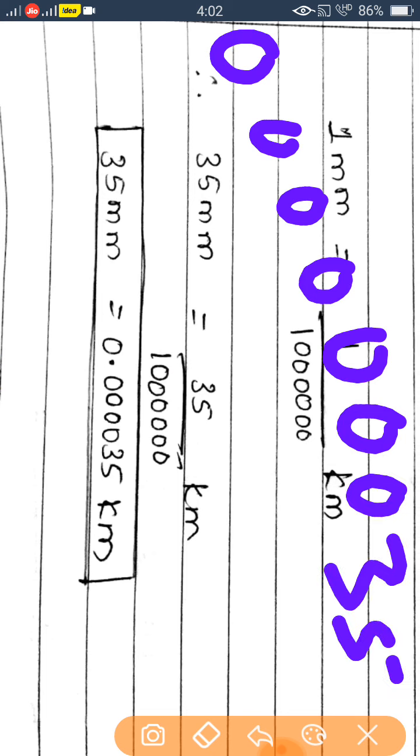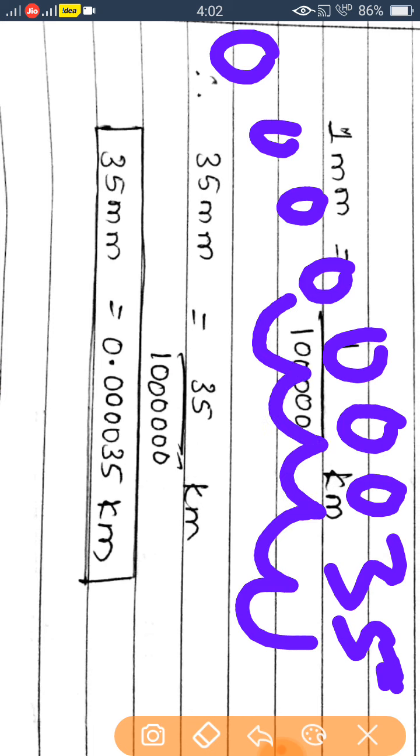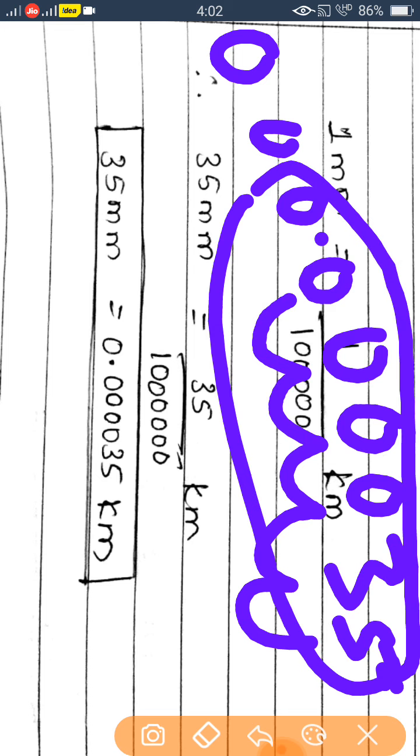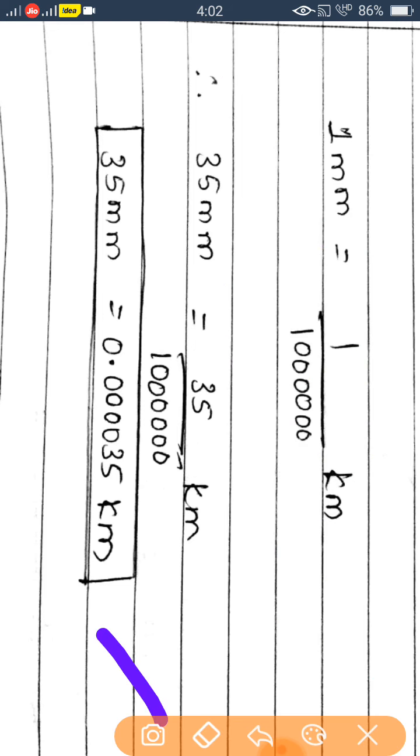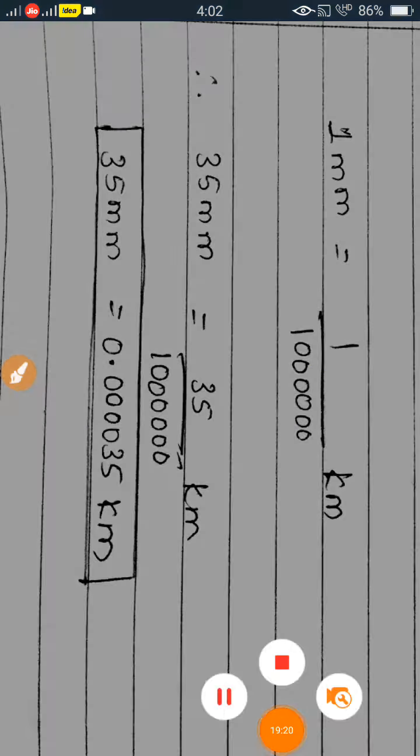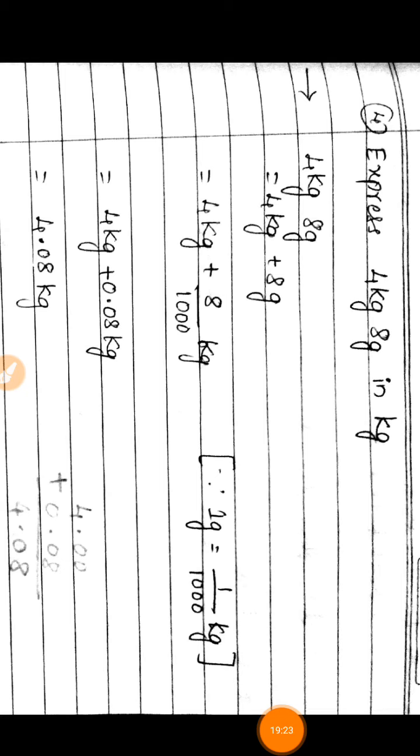Count 6 digits before we have to keep the decimal: 1, 2, 3, 4, 5, 6. So this is your answer, 0.00035. So 35 millimeter is equal to 0.00035 kilometer. Now in gram to kg, express 4 kg 8 gram in kg.